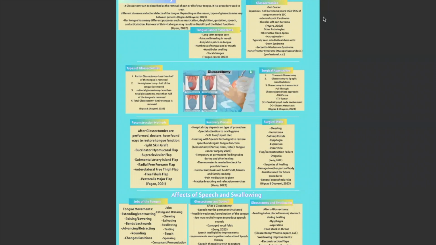Depending on how much your tongue is affected by any of the listed pathologies, your doctor will decide how much of your tongue will need to be removed. That will also help them determine which surgical approach to use.